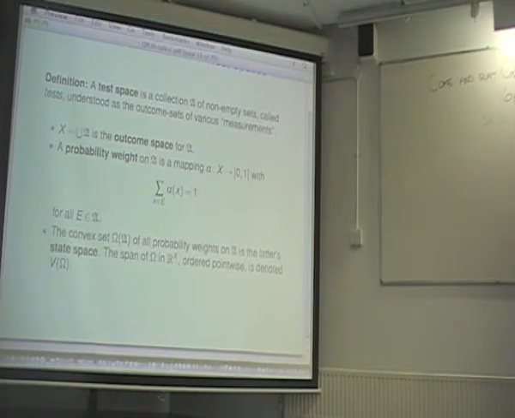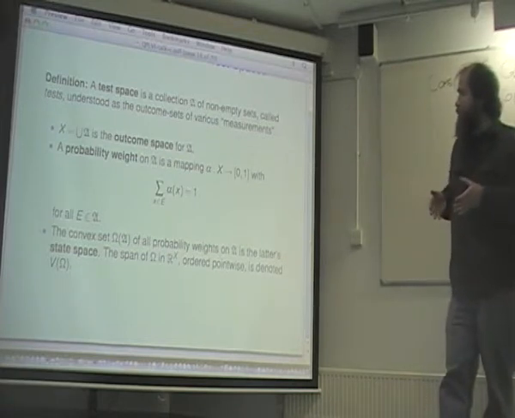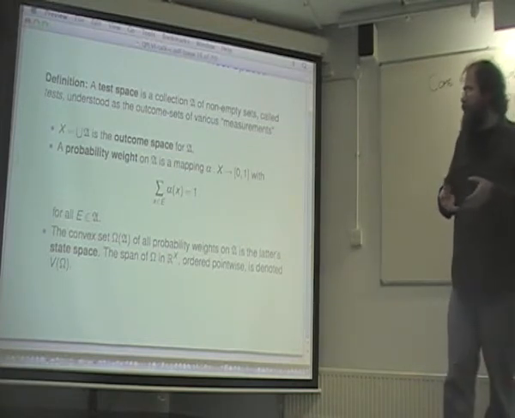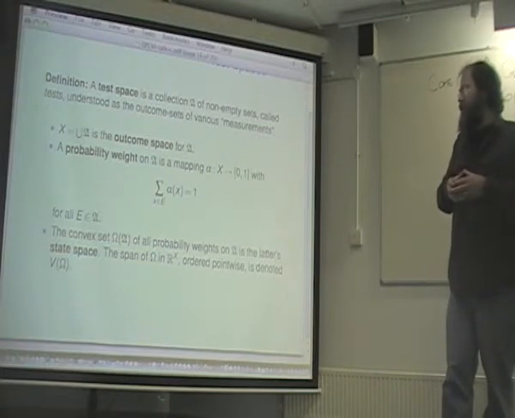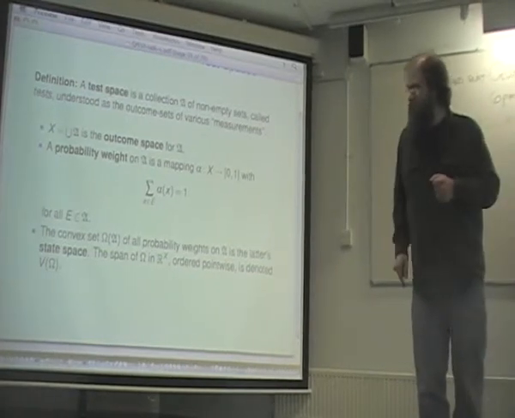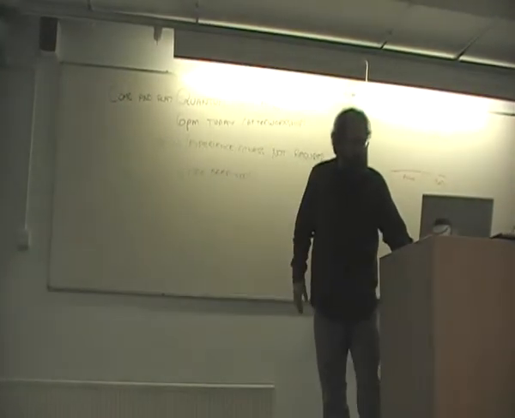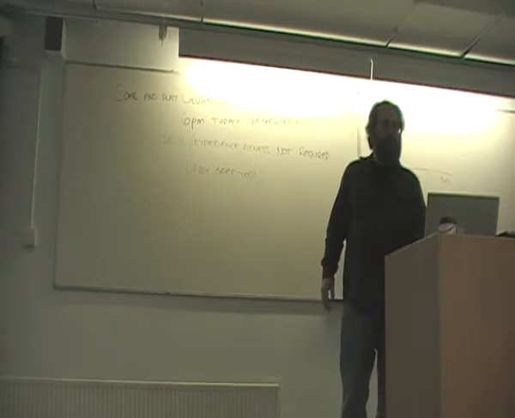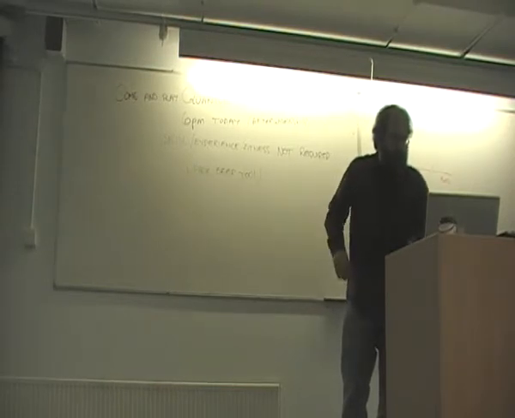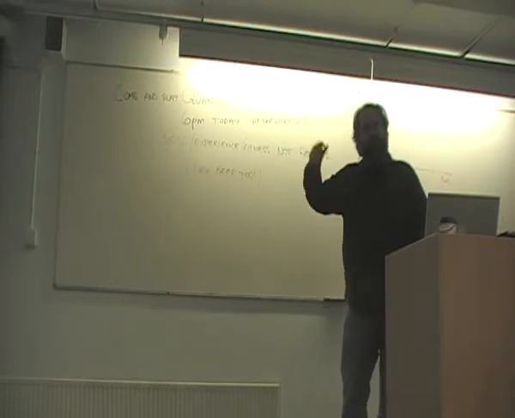I'm not going to need this very much, but just briefly to refer to it. If you take the collection of all states or probability weights in the test space, that is, of course, a convex set of functions on X. Call it capital omega of the test space. I'll call that the state space of the test space, and the span of that convex set ordered pointwise I'll call V of omega, subject to some reasonable conditions. That set will be compact, and you get a nice base norm space and so on. So that sort of ordered vector spaces framework for generalized probability theory emerges naturally within this framework.